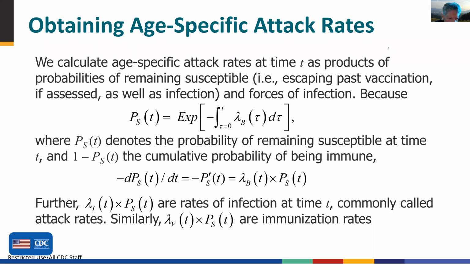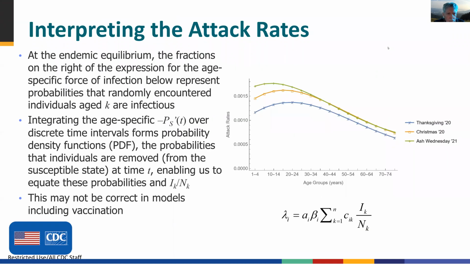And further, the force of infection times these proportions susceptible gives rates of infection at time t, commonly called attack rates, and similarly for the force of vaccination, those are the immunization rates. So how do we interpret these? At the endemic equilibrium, the fractions on the right of the expression here for the force of infection represent probabilities that randomly encountered individuals are infectious.